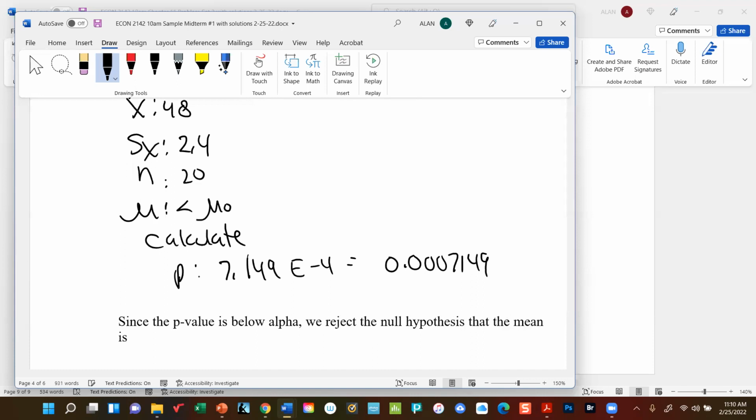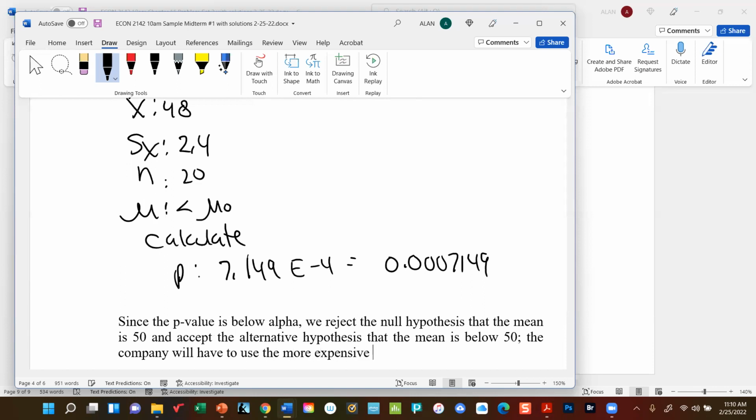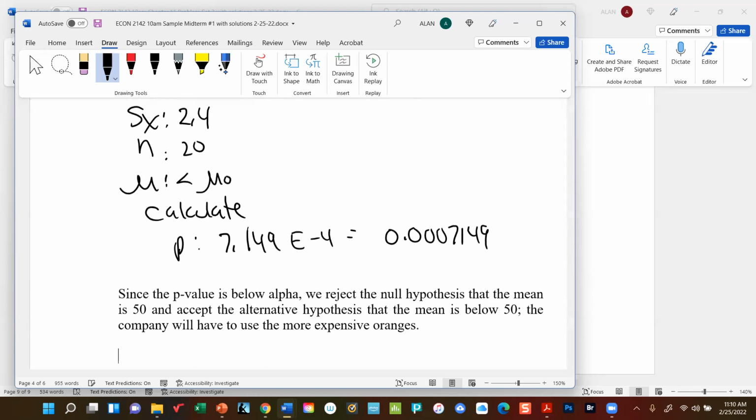The mean is 50 and accept the alternative, that the mean is below 50. The company will have to use the more expensive oranges. Oh, well.